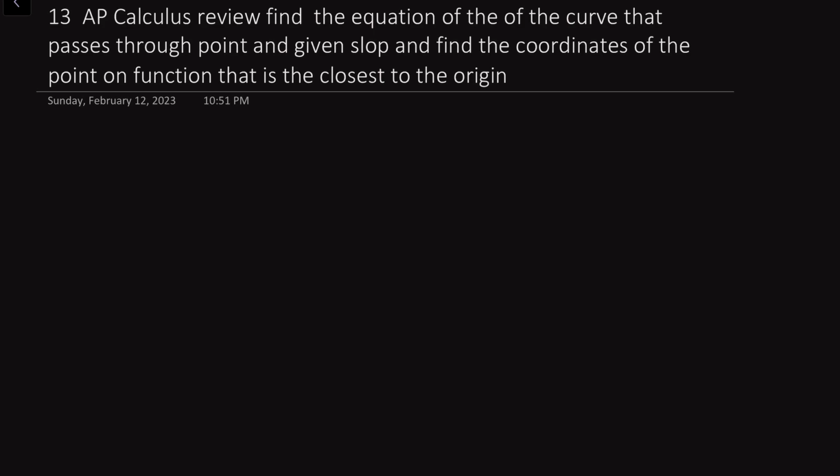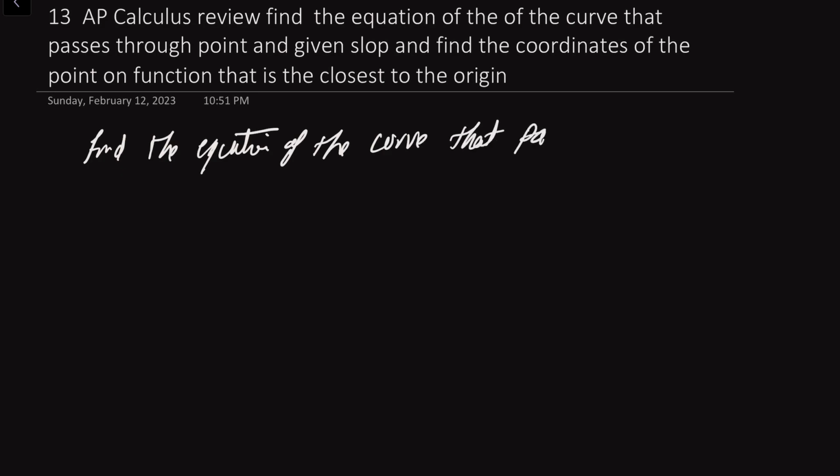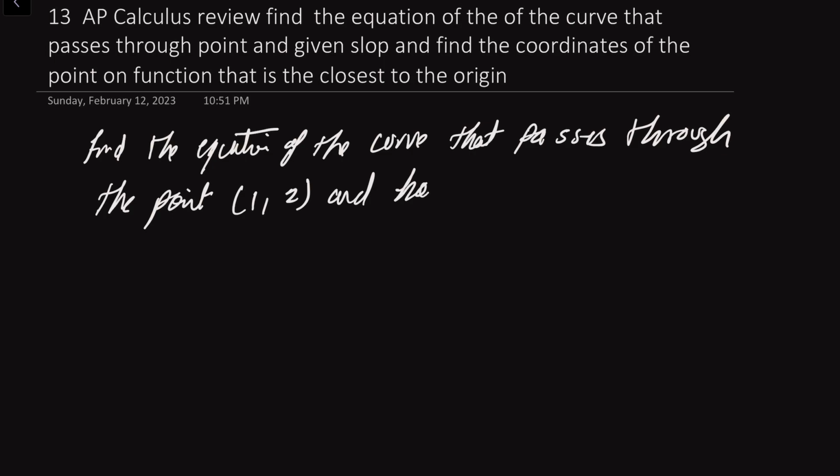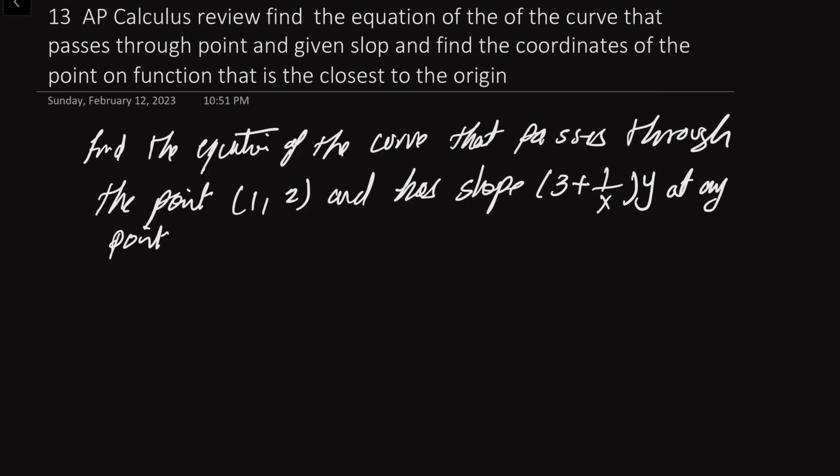Okay, so find the equation of the curve that passes through the point (1, 2) and has a slope of 3 plus 1 over x, times y, at any point.